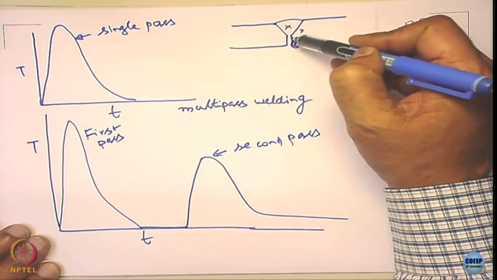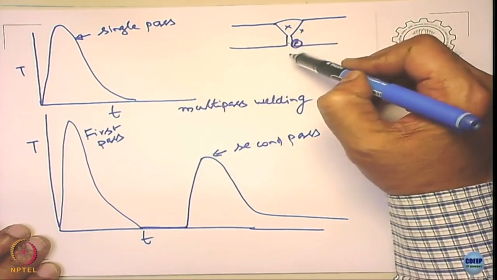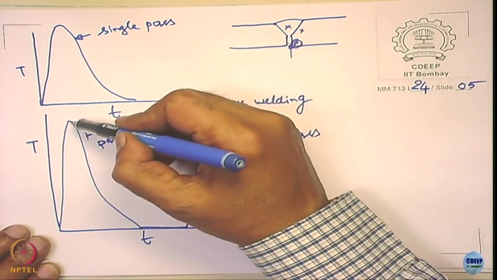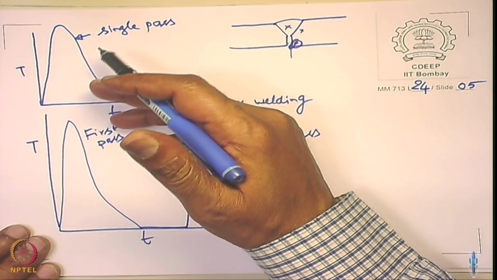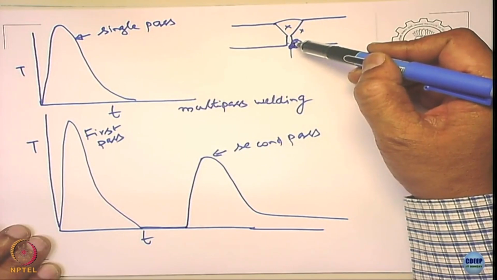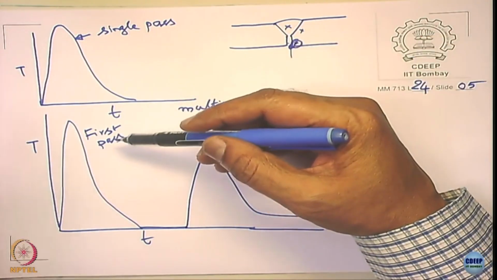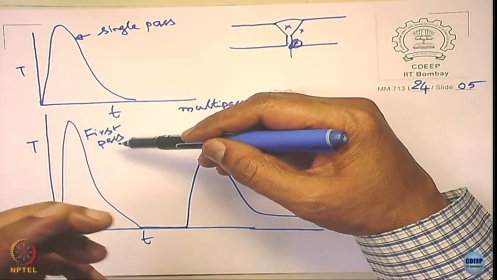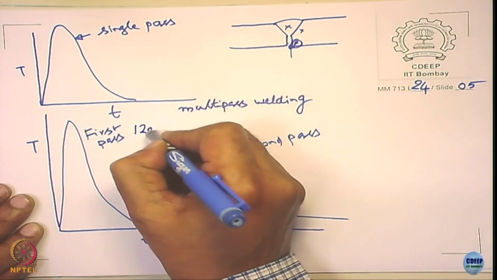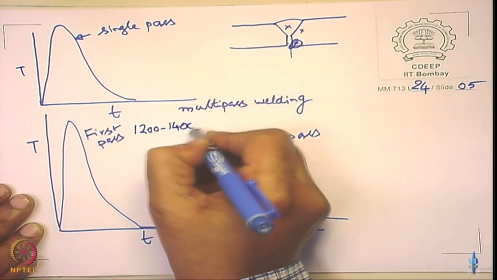In the first pass, when I weld at this location, the temperature goes very high, maybe around 1200, 1300 may go. It does not melt. Please look at next to the fusion zone, it does not melt, but the temperature goes much higher than the weld decay zone. Maybe the temperature may be around 1200 to 1400.